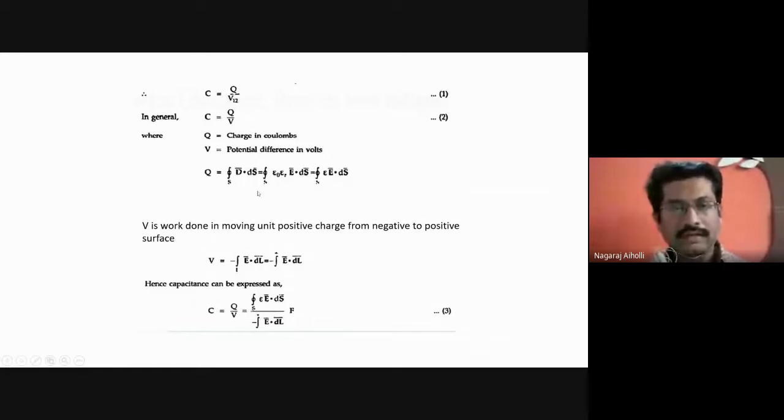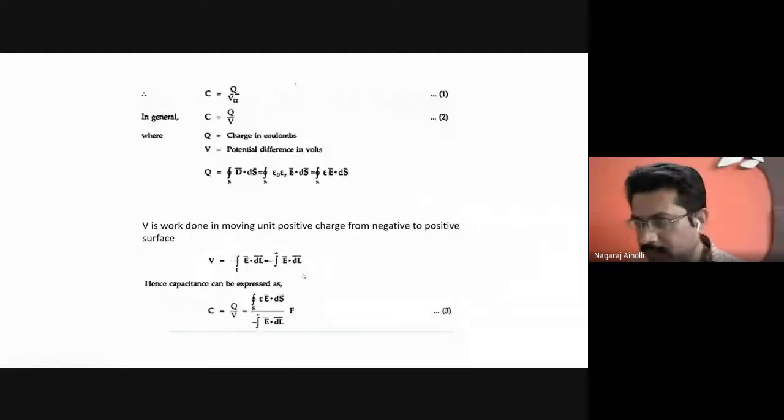Then V is the work done in moving a unit positive charge from the negative to the positive surface. How do we define voltage? It is the work done in moving one unit of positive charge from the negative to the positive surface. We also obtained this equation when discussing work done: V is equal to minus the line integral of E bar dot dl bar, that is, minus the line integral from negative to positive of E bar dot dl bar. That is the equation for the potential V.